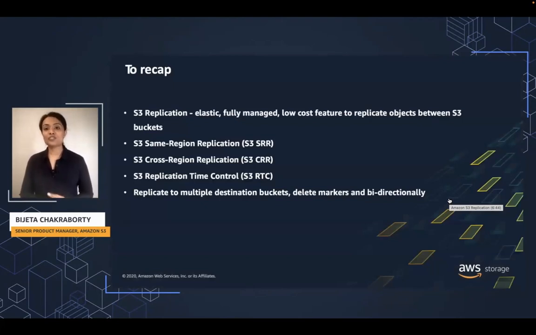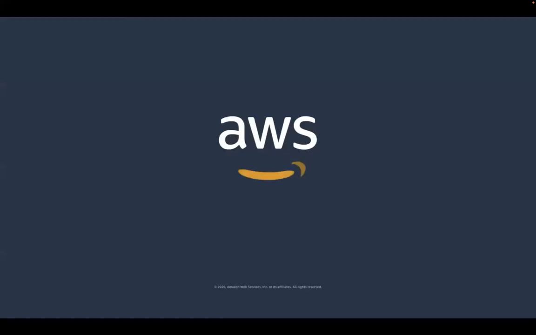Today we talked about S3 replication, which is an elastic, fully managed, low-cost feature to automatically replicate objects between S3 buckets. We talked about a wide variety of S3 replication offerings like S3 SRR, S3 CRR, and S3 RTC. We also reviewed a few replication configurations, like the ability to replicate to multiple destinations, or replicating delete markers and replica modifications. We hoped you liked hearing about these topics. Thank you so much for listening to us.